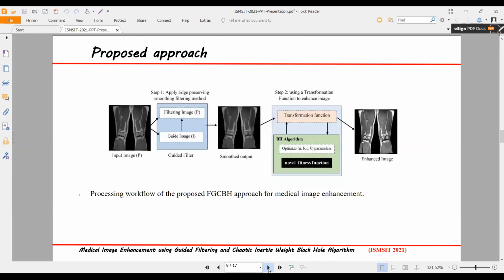So at the proposed approach, as you can see from this figure, at first we have an input image, then we use a guided filter. In fact, we apply the edge preserving smoothing filter method. Then we reach the smooth output, and at this smooth output, we apply our chaotic inertia weight black hole algorithm with the appropriate fitness function in order to reach the enhanced image.